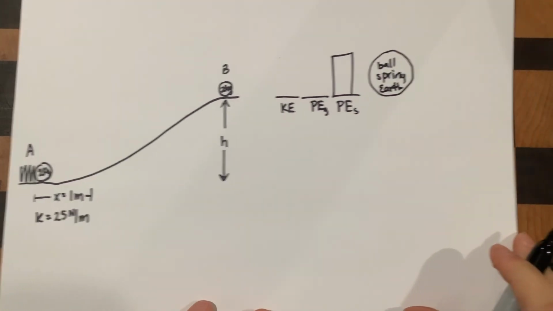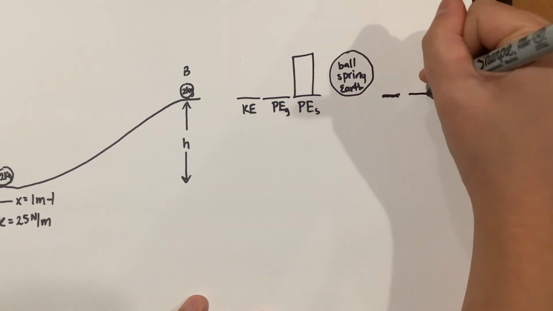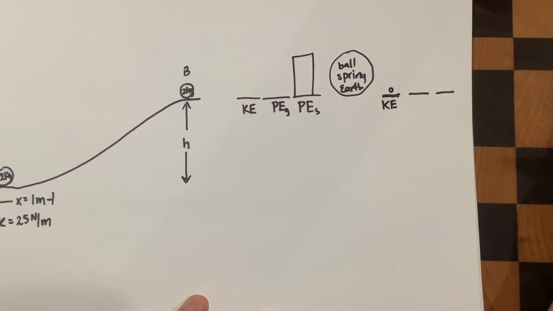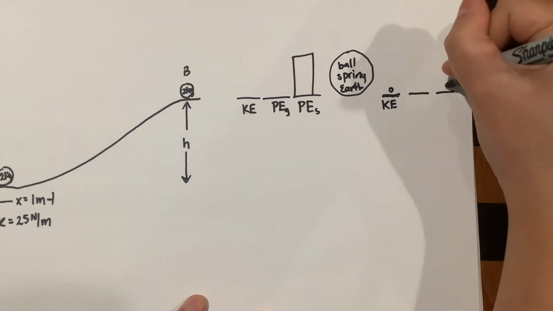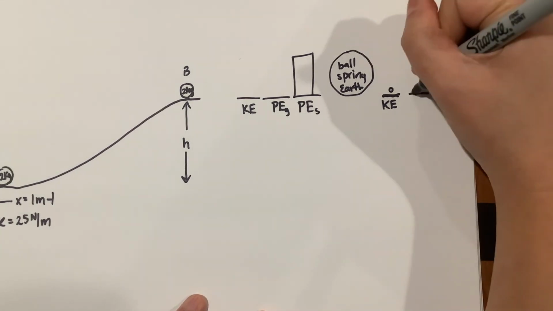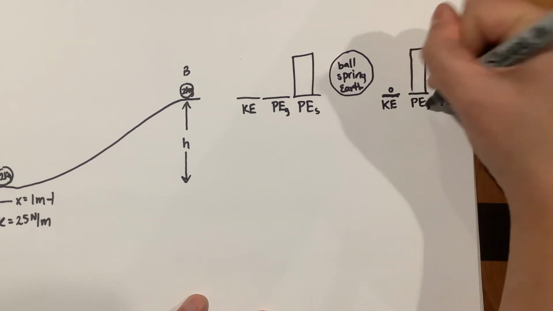Now that ball rolls up the hill. But it rolls up the hill and it comes to a stop. So the kinetic energy is 0. When it's at point B, it's no longer touching the spring, so that energy is 0 too. Well, all that spring energy must have turned over to gravitational potential.